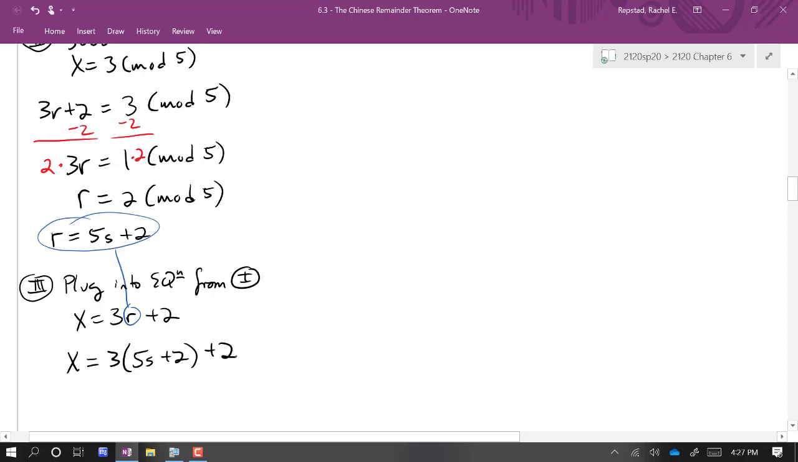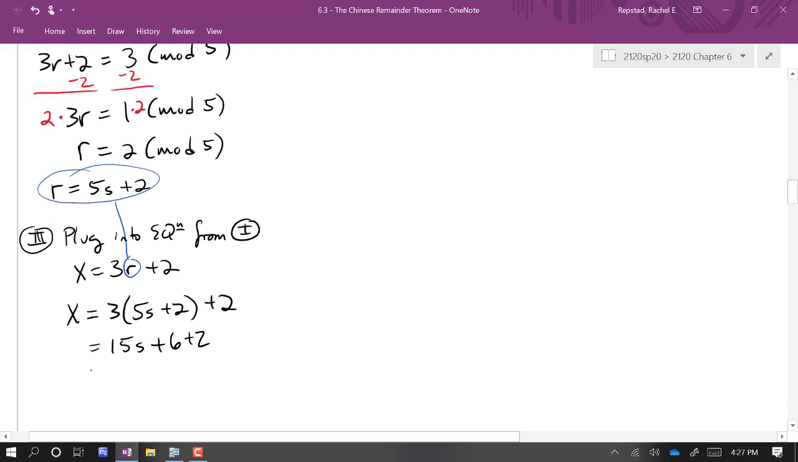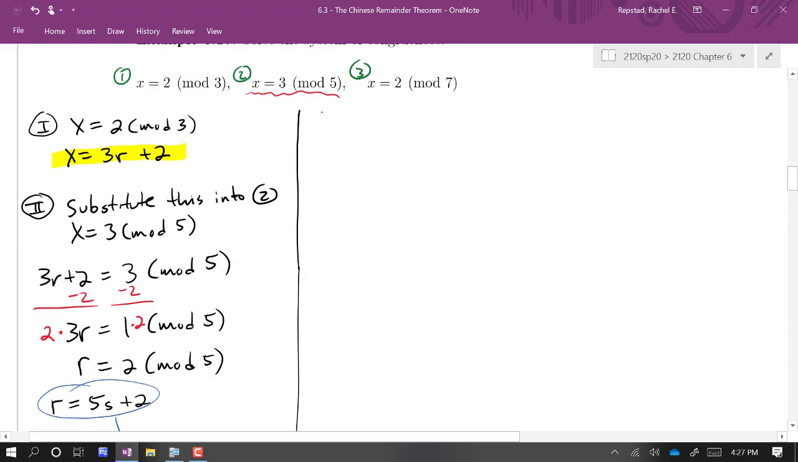And then plus 2. I'm going to do some algebra. I'll expand this out. 6 plus 2, 15s plus 8. So now I have another expression for x. X is 15s plus 8. I'm going to scroll up. Our next step, we're going to pull in now our last congruence equation. So now we're going to plug x equals 15s plus 8 into the third equation.